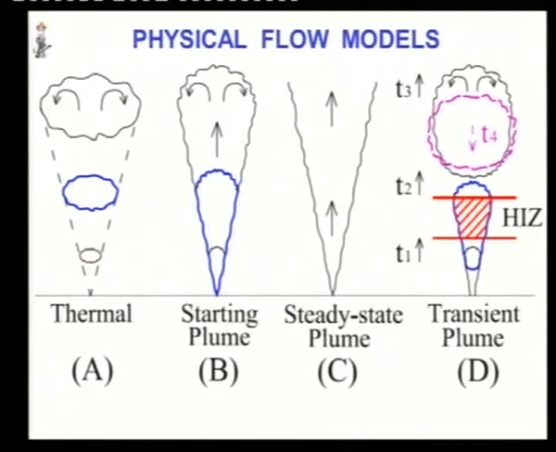Some people have often used ideas as if it were a steady state plume. But what we are suggesting here is that it's a transient plume. And basically, this transient plume can, if you wanted, be converted to a thermal plume in one limit and a steady state plume in the other. The heat release is the key.